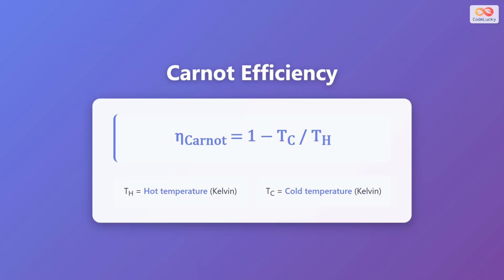The Carnot efficiency has a remarkably simple formula. Eta Carnot equals 1 minus T sub C divided by T sub H. Here, T sub H is the absolute temperature of the hot reservoir in Kelvin, and T sub C is the absolute temperature of the cold reservoir, also in Kelvin. Notice that efficiency depends only on these two temperatures. This formula tells us the theoretical maximum efficiency possible for any heat engine operating between these temperatures.